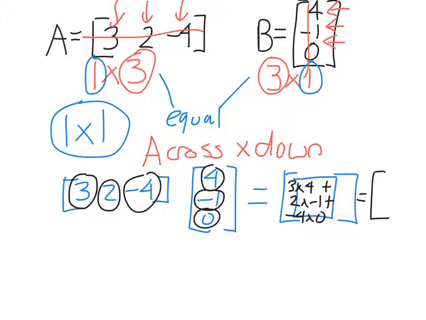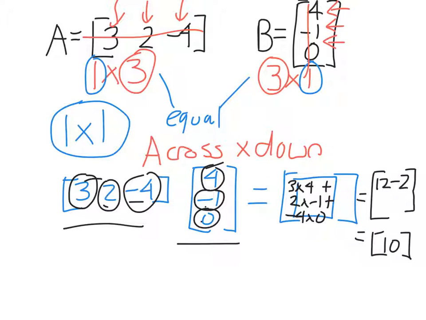So the answer to this multiplied by this will be 3 by 4, which is 12. 2 times -1 is -2. And then negative 4 times 0 is just 0. So it will be 12 minus 2, which is just the matrix with one entry, 10.